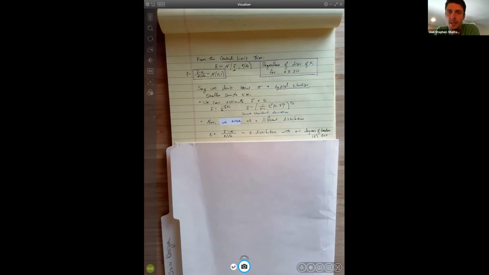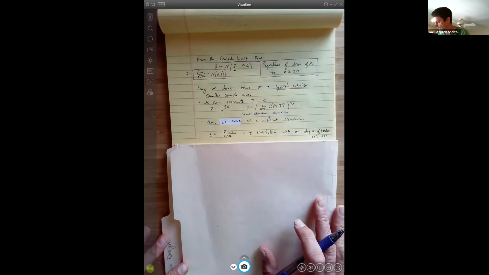The PDF for that t-distribution looks a lot like a normal distribution. It's symmetrical, but you have a third parameter. You have the mean, the standard deviation, and then the degrees of freedom. And the degrees of freedom are a function of n, the number of samples you have. That degrees of freedom influences the shape, or the spread, of that t-distribution.